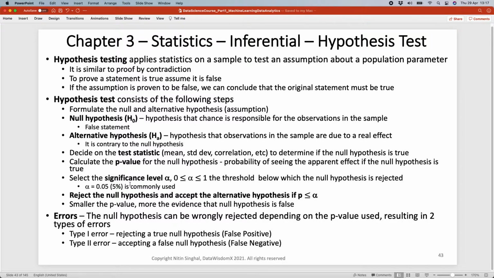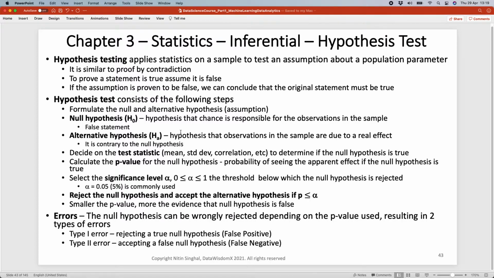And if your p-value is less than or equal to alpha, you reject the null hypothesis and accept the alternative hypothesis. So the smaller the p-value, more the evidence that the null hypothesis is false. So basically, as the probability of occurrence of your null hypothesis condition gets smaller and smaller, the less chance it's going to occur, and more likely that your null hypothesis is wrong, and hence your alternative hypothesis is true or your original statement is true.